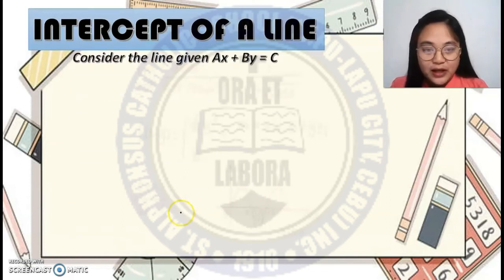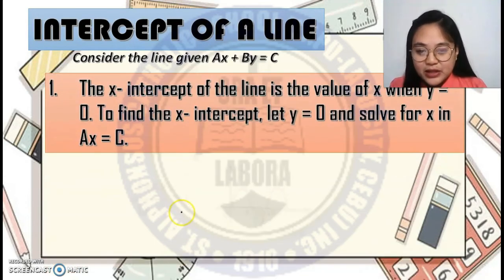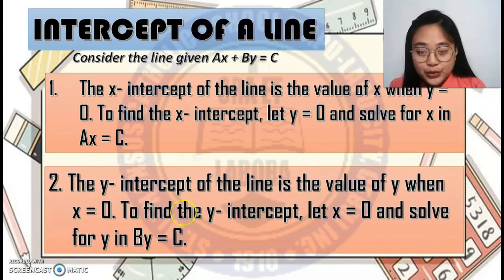Consider the line given ax plus by equals c. The x-intercept of the line is the value of x when y is equal to 0. To find the x-intercept, let y be equal to 0 and solve for x in ax equals c. Number 2, the y-intercept of a line is the value of y when x is equal to 0. To find the y-intercept, let x be equal to 0 and solve for y in by equals c.